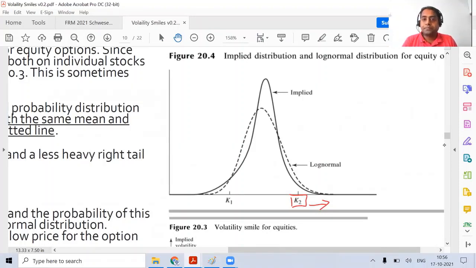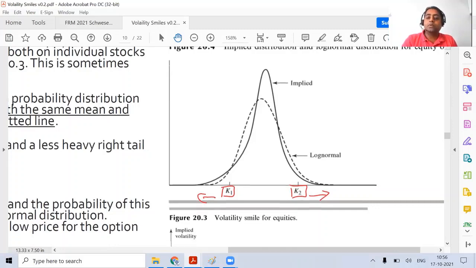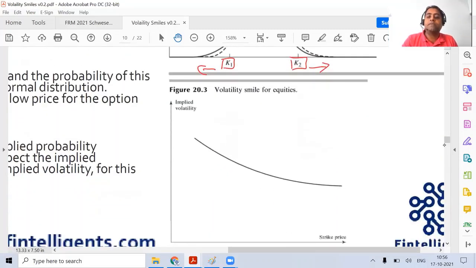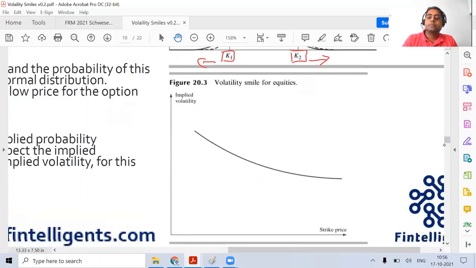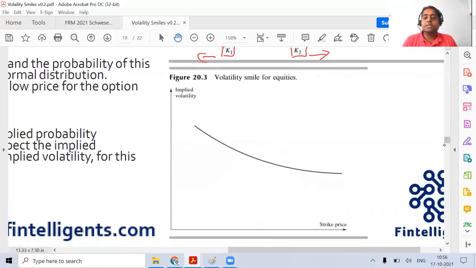Okay, on the right hand side. Similarly, if you look at K1, deep out of the money put option, over here in the tail, the implied distribution is higher than the log normal distribution. Okay, which essentially means that your implied volatility is higher on the left hand side. And that is the reason we see this kind of smile for equity, marking it as star.